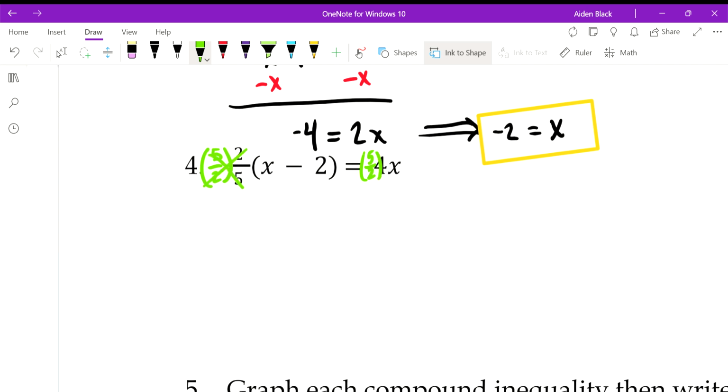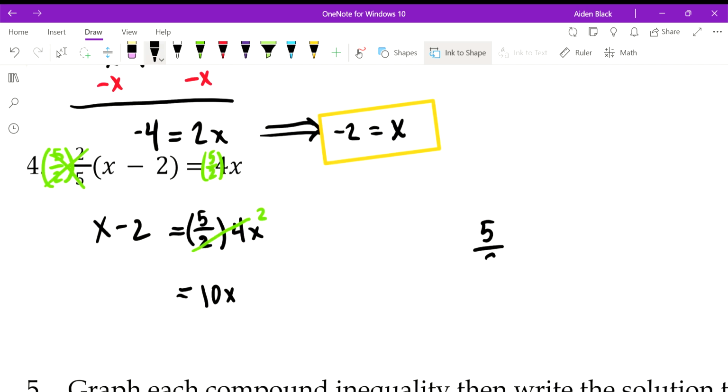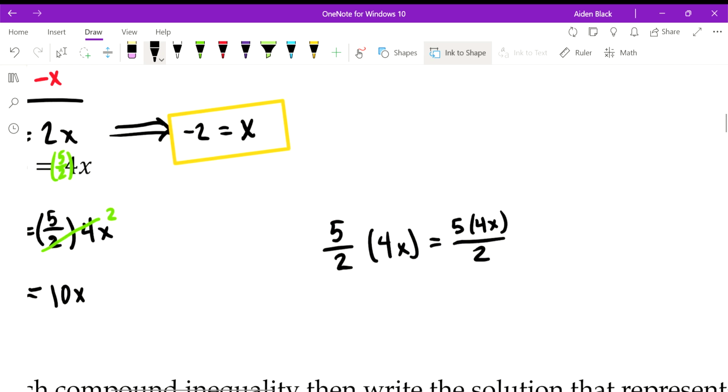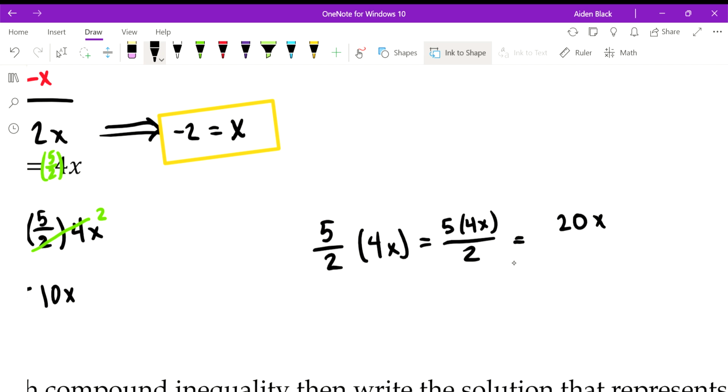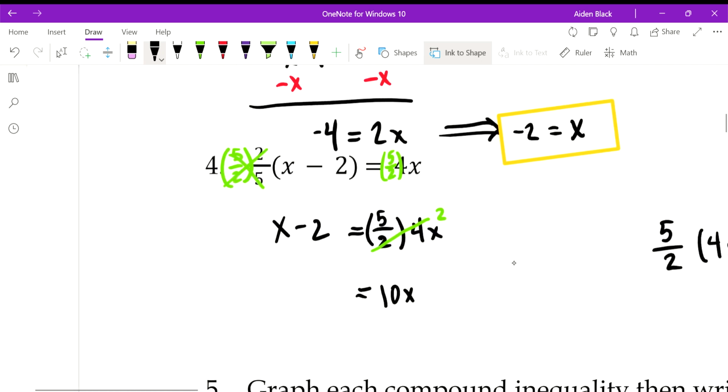This cancels, like I explained, so all we have left is what's in the parentheses. On this side, though, we get 5 halves times 4x. And again, there's some simplification here. 4 divided by 2 is just 2, so we get 5 times 2x. You could have done this by going 5 halves times 4x is the same as 5 times 4x here, and then you'd get 20x divided by 2, which you can tell from there, right, that you get 10x. Okay, this is just a bit of a shortcut.